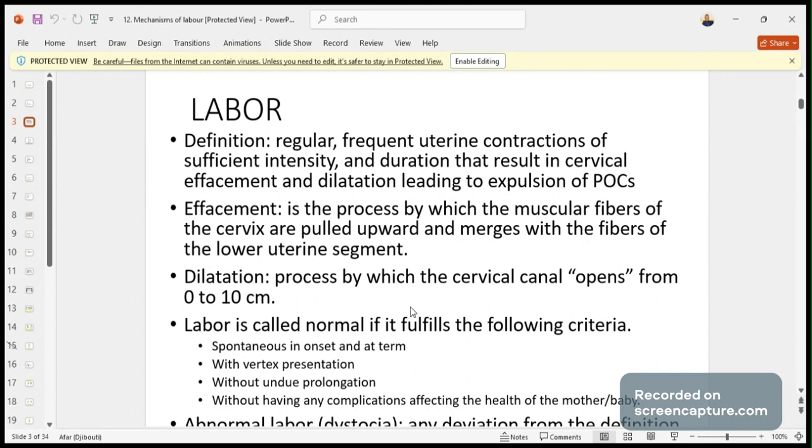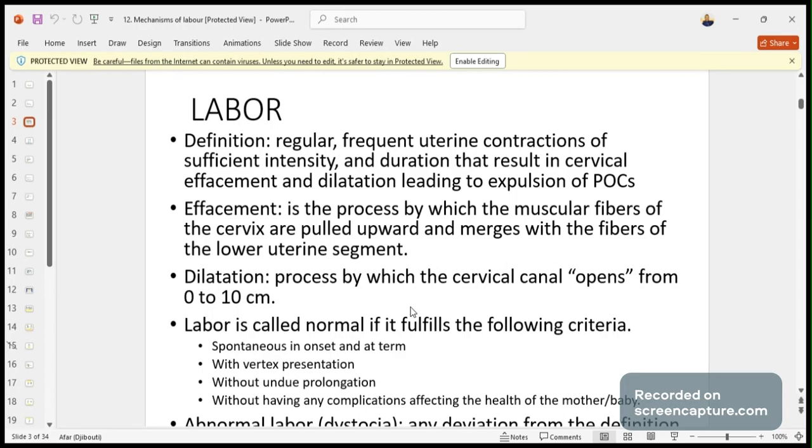Number one, spontaneous in onset and at term. So the labor is normal if the woman is at term, as I said, 37 weeks to 40. Spontaneous in onset, so it kick-starts. You're just doing your thing, and then suddenly, pop, a sharp pain of contraction. With vertex presentation, of course, the baby must present with the vertex, that is the occiput.